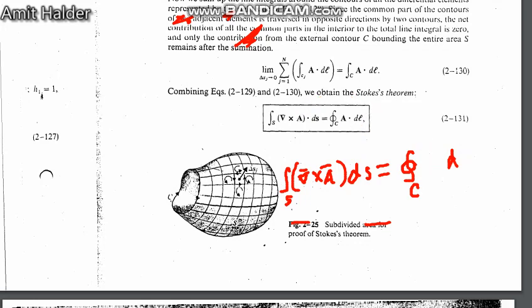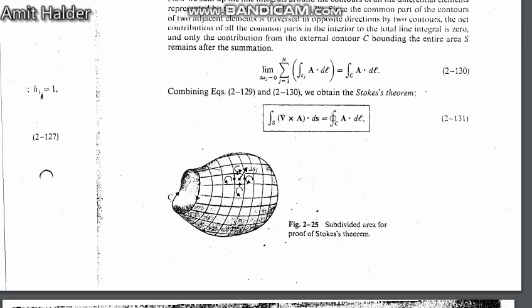So last of all, if we want to convert a volume integral to a surface integral, we will use the divergence theorem, and if we want to convert a surface integral to a line integral, we will use Stokes' theorem. That's the main theory of Stokes' theorem and the divergence theorem.